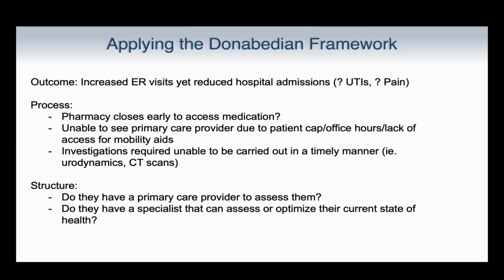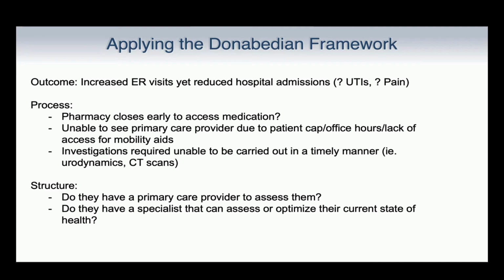A process issue might be something like they do have a primary care provider, but they're unable to see them because the office hours are too short or at a bad time of the day. There might be patient caps on how many patients the providers see, so they can't get access until 5 weeks later. Or it could be the physical part of the building. They don't have access to get there because of their mobility aids.